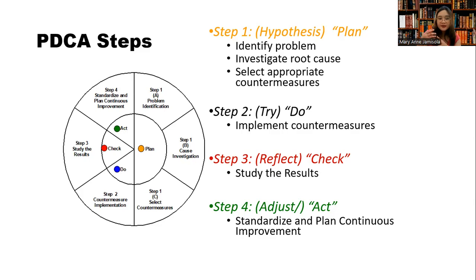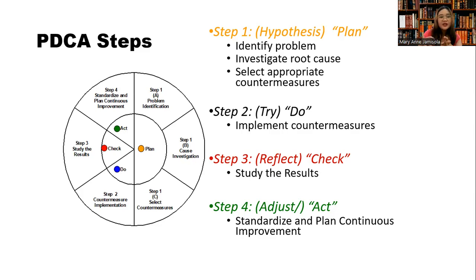So based on the analysis of the results that we did, if we think that we need to tweak something a little bit based on the initial countermeasures that we have implemented, then we need to standardize and plan continuous improvement. Okay. So we need to make some adjustments, not just because we initially thought of this countermeasure, we will stick to it forever, even though we know that the results are not the results that we have expected. So of course, we need to make some adjustments.